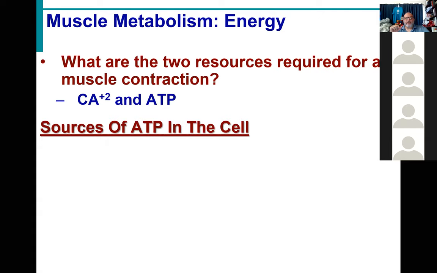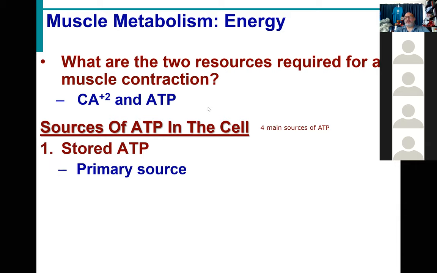And as it turns out, there are really four main sources of ATP, four ways we get ATP to be able to contract a muscle. The first, and hopefully most obvious, is just stored ATP. All cells, not just muscle cells, have free-floating ATP inside of them. This is important because, as we know, there are pumps and transporters and other things that a muscle cell is doing. So when a muscle cell is relaxed, it has stored ATP floating around inside of it. When we start contracting the muscle, the first thing that's going to happen is we are going to start using up that stored ATP. It's the first source.